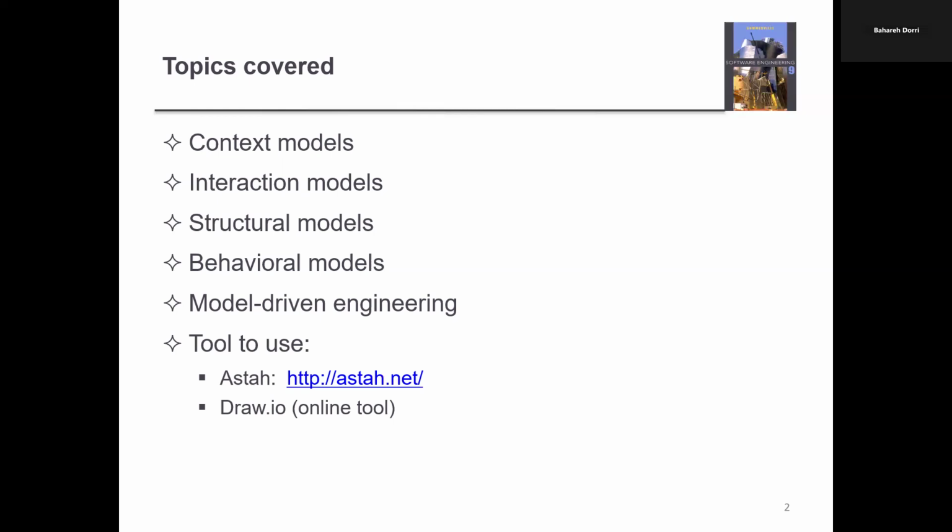And now for tools, you can use Asta, which you can download from asta.net, or you can go with draw.io, which is a great online option. It's simple, intuitive, and works well for UML diagrams if you don't want to install anything. So there are very different websites and tools. These are two examples of those.